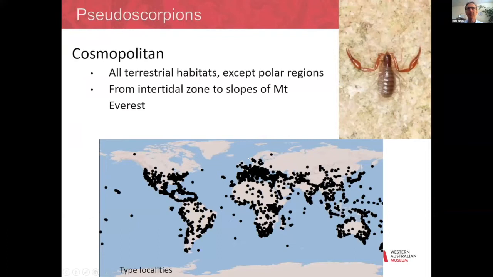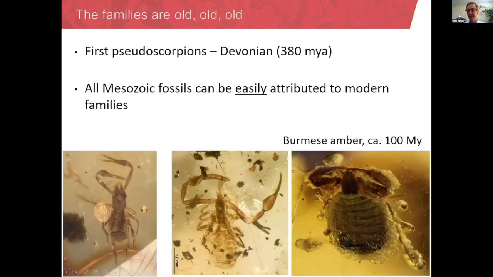Pseudoscorpions are a cosmopolitan group of organisms. They're found in virtually every terrestrial habitat you can think of, except the polar regions. They occur from the intertidal zone up to the upper slopes of Mount Everest. This is a map showing type localities of all of the species described from around the world. And they're quite easy to find in many habitats if you know what you're looking for.